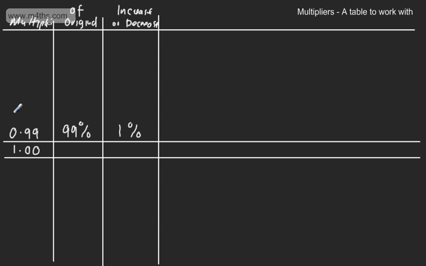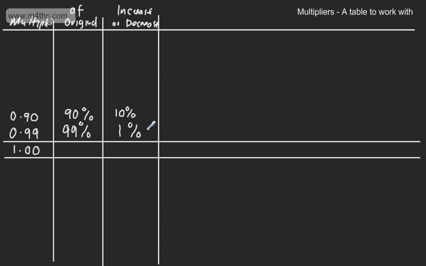So if we saw something in the sale and it had 10% off, we could write this as 0.9, or if you like, 0.90. I'm keeping the 0 on here just to give you some sense of it relative to 100. So this is going to be 90% of the original value, or now a 10% reduction.